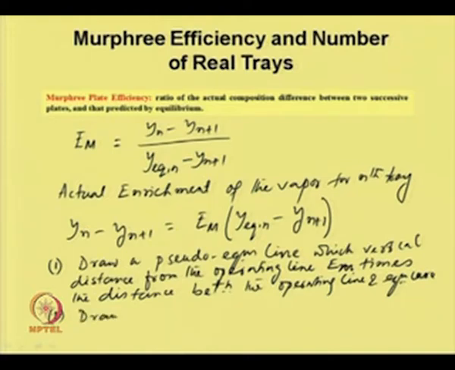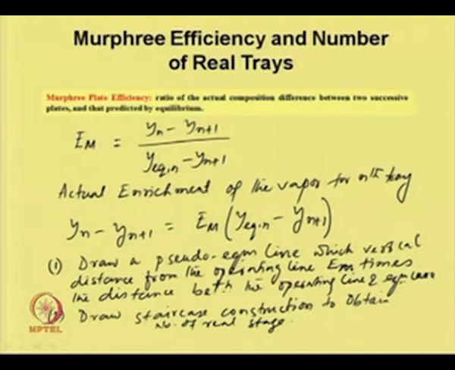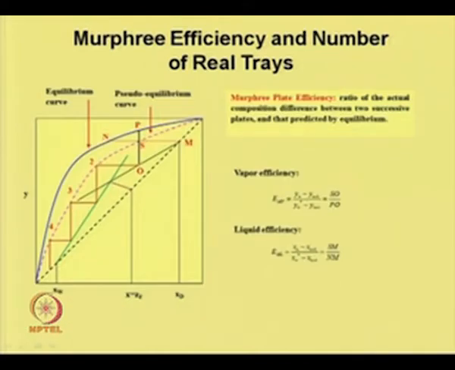Draw the staircase construction to obtain the number of real stages. This staircase construction should be between the pseudo equilibrium line and the operating line. As we said, the Murphy efficiency we can define as the ratio of the actual composition difference between the two successive plates and that predicted by equilibrium.